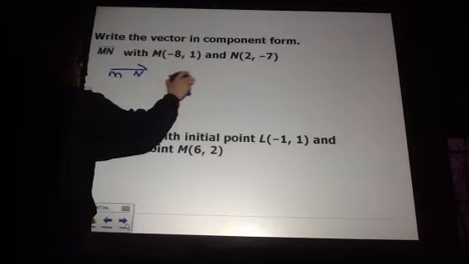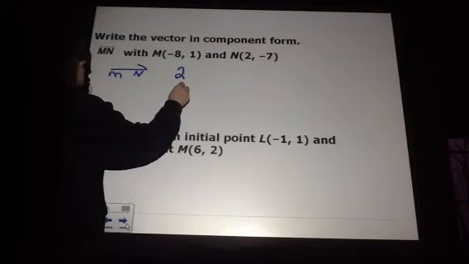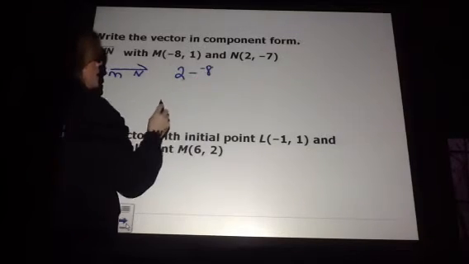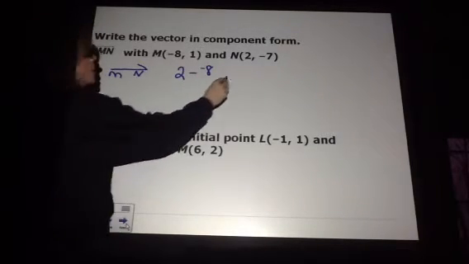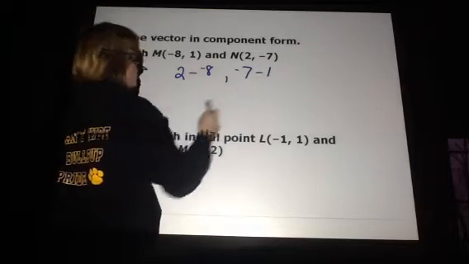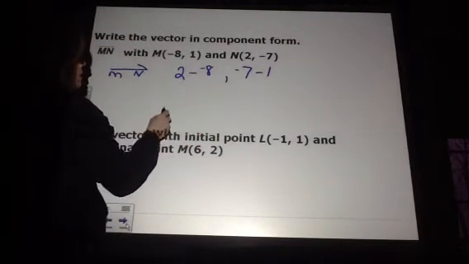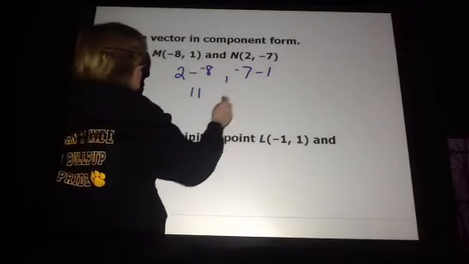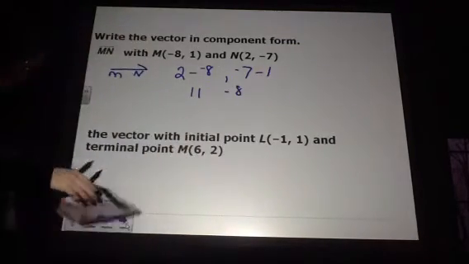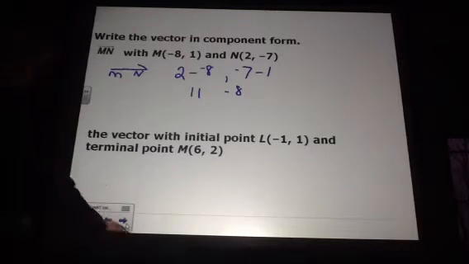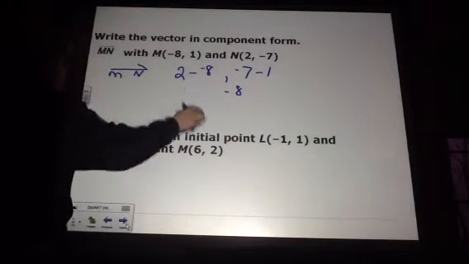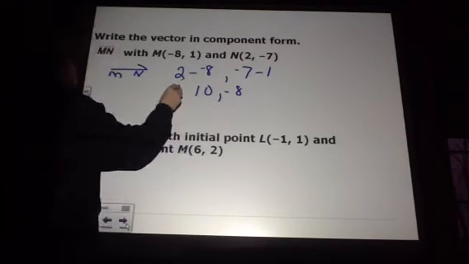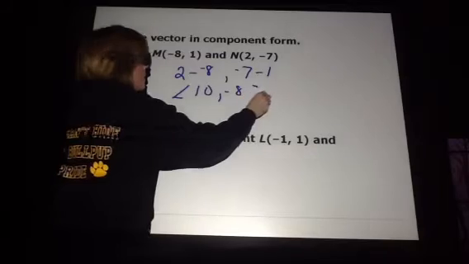Actually, let's do it the other way. I can take 2 and minus the -8. And for the vertical, -7 minus the 1. So 2 minus -8 is what, 11? And -7 minus 1 is -8. And this is not 11, that is 10. See if I can do my computation right. All right, so then put it in component form.